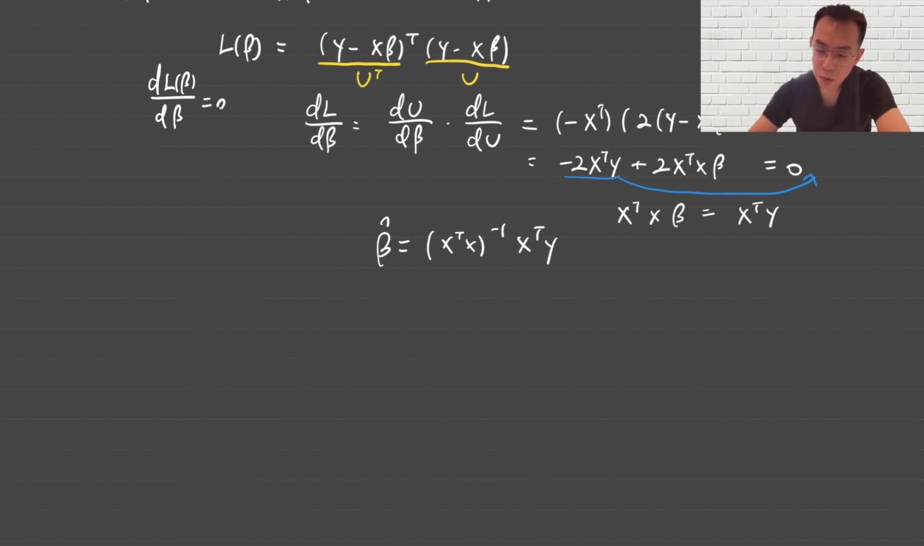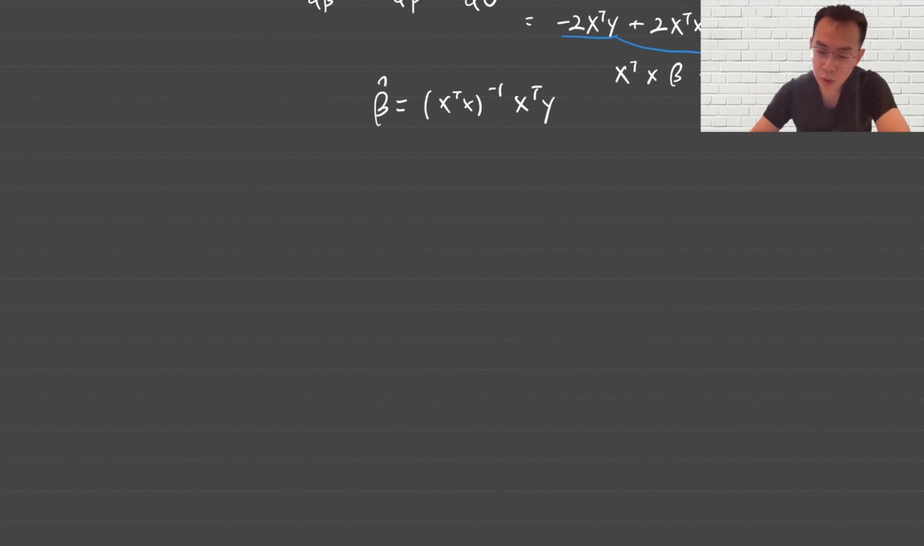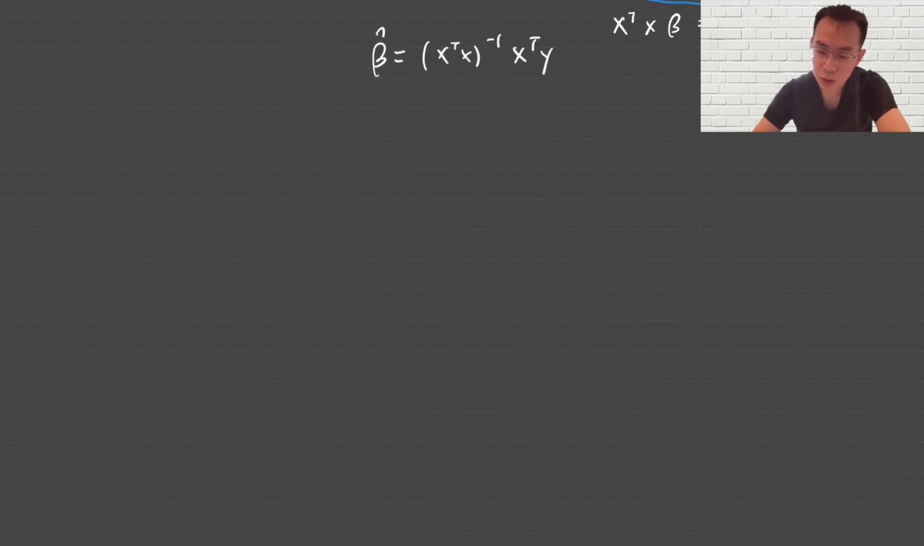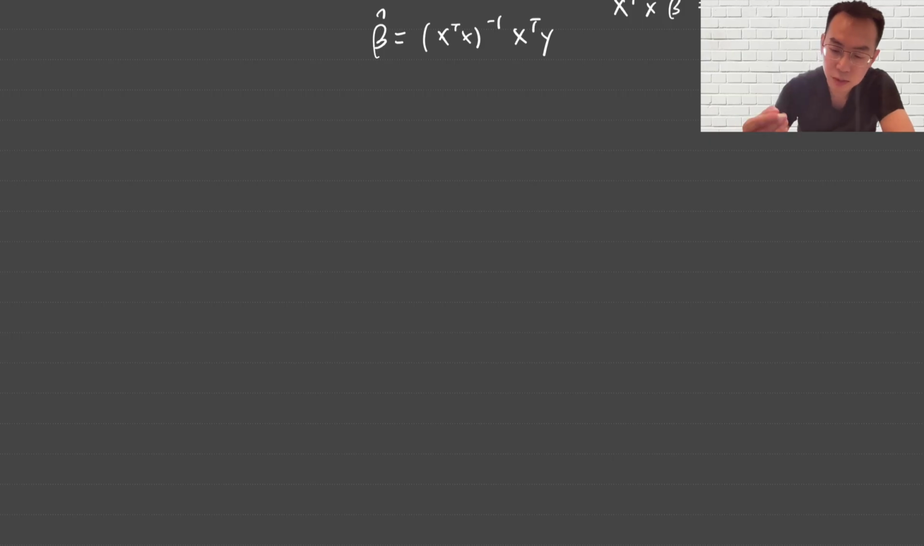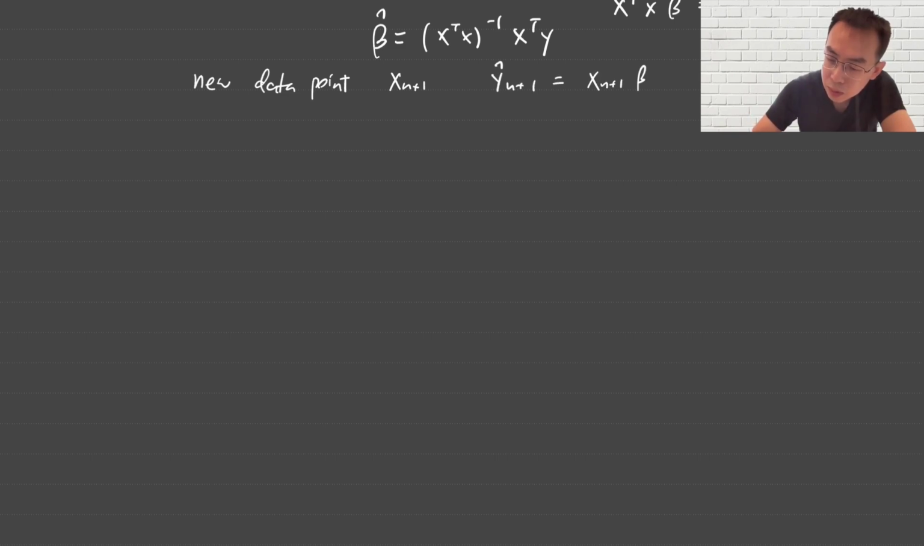Just one more thing here is that if we want to make predictions for data, let's say we have a new data point x n plus 1, then we can just predict its corresponding y as x n plus 1 beta hat.